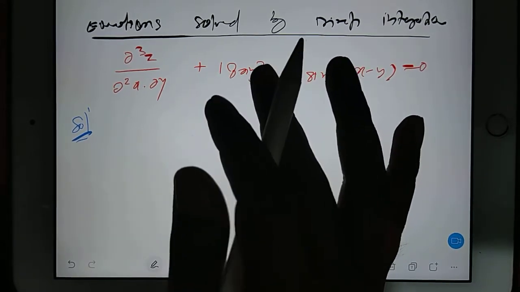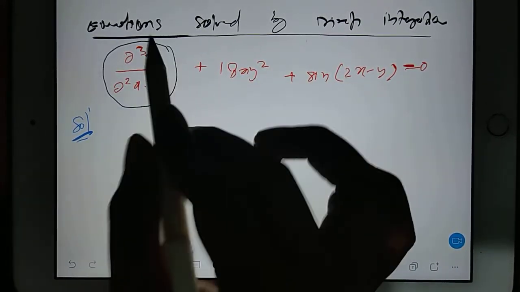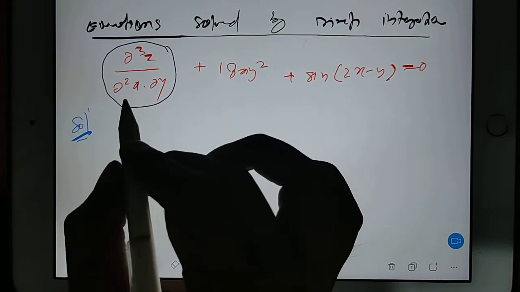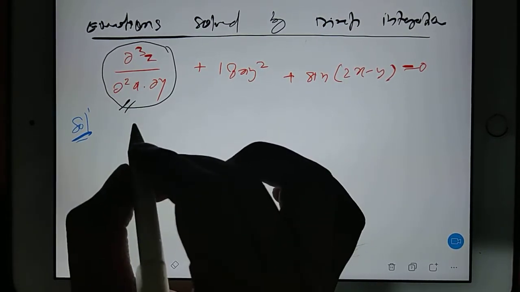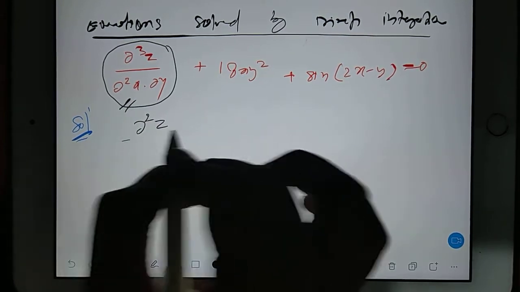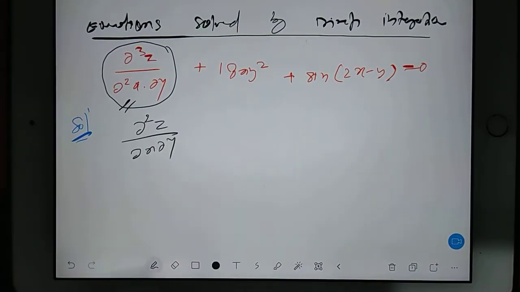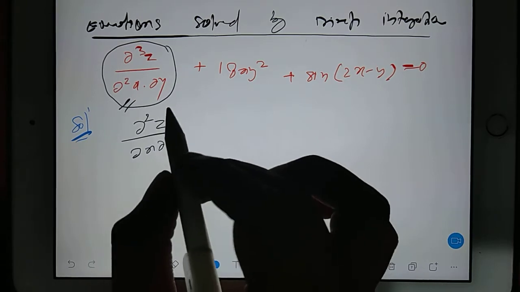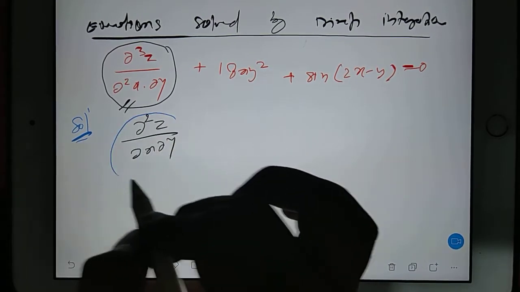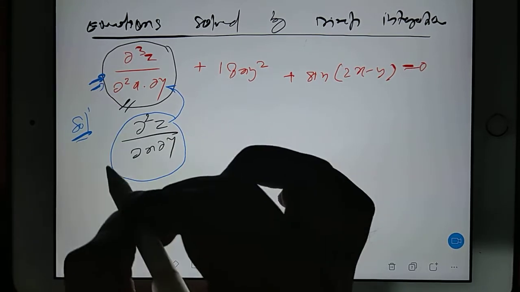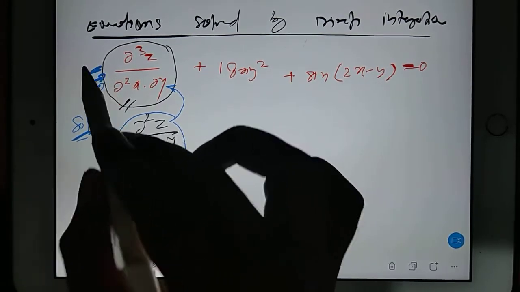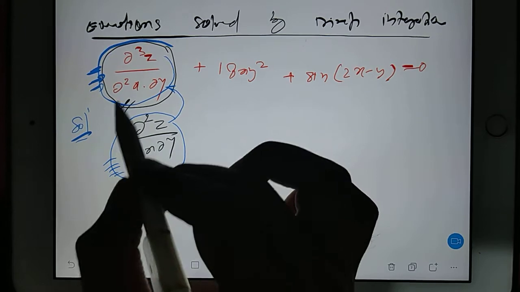If I integrate this with respect to x, then this portion, one-time integration, because this is the differentiation part, the power will reduce, so ∂²z/∂x∂y will appear after one-time integration. Get my logic: if you differentiate this one time for x, then this answer will come. So that's why if you integrate this, this answer should come.